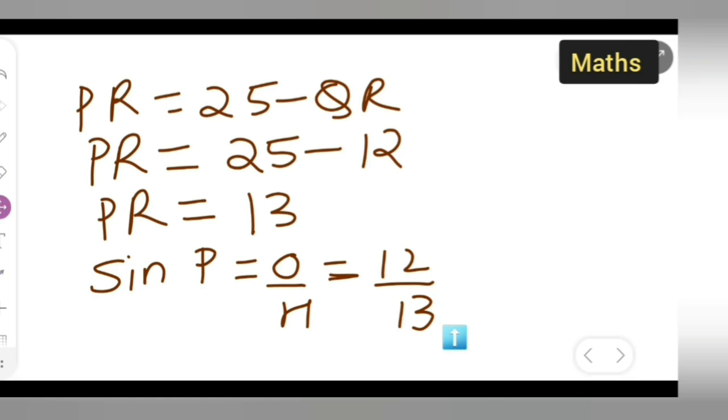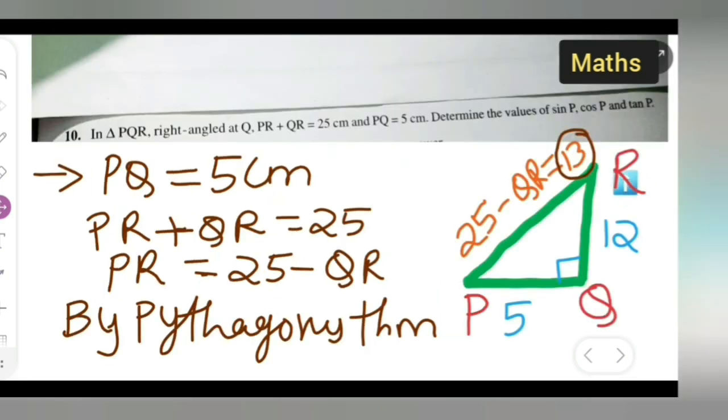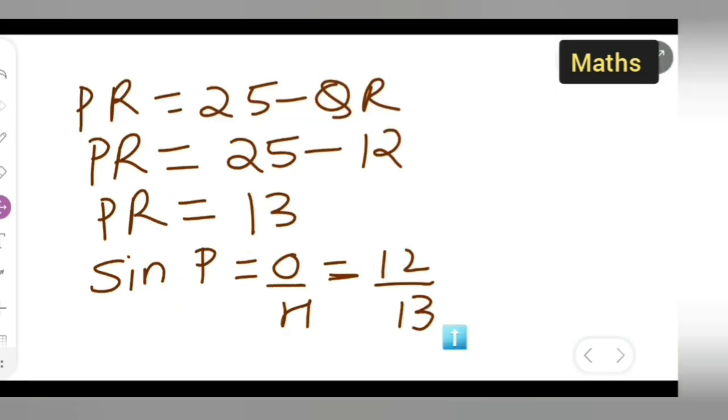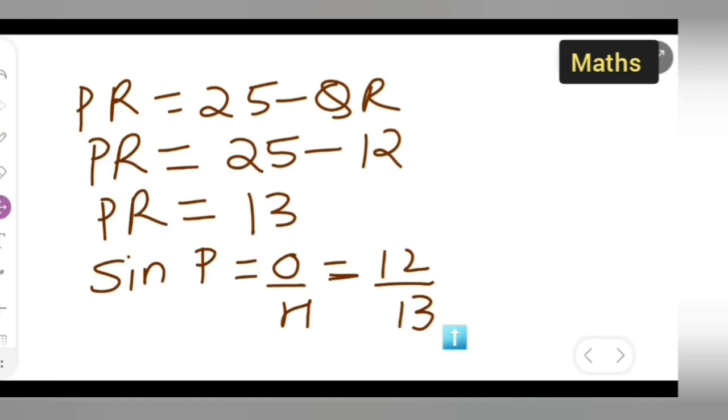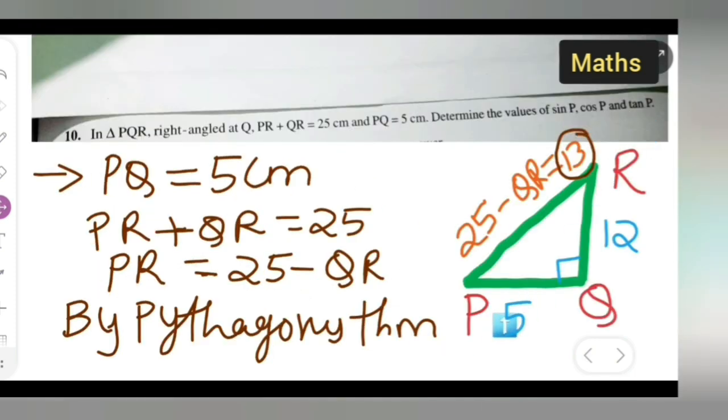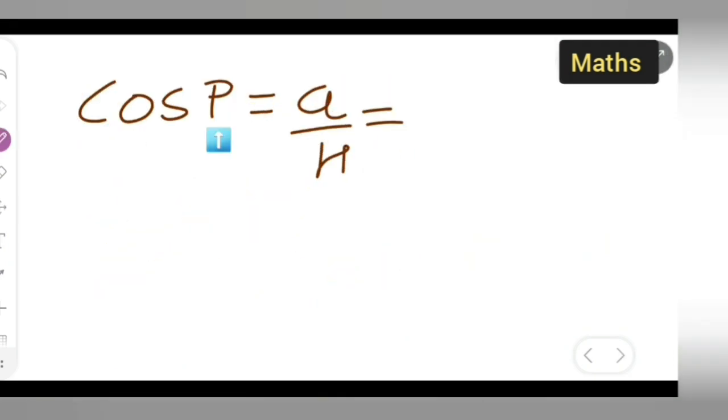Now we need to find cos P and then tan P. So let us find out cos P is adjacent upon hypotenuse. Now what is the adjacent of P? Adjacent of P is PQ, that is 5, and hypotenuse is 13. So 5 upon 13 will be your answer. So I can write down 5 upon 13.